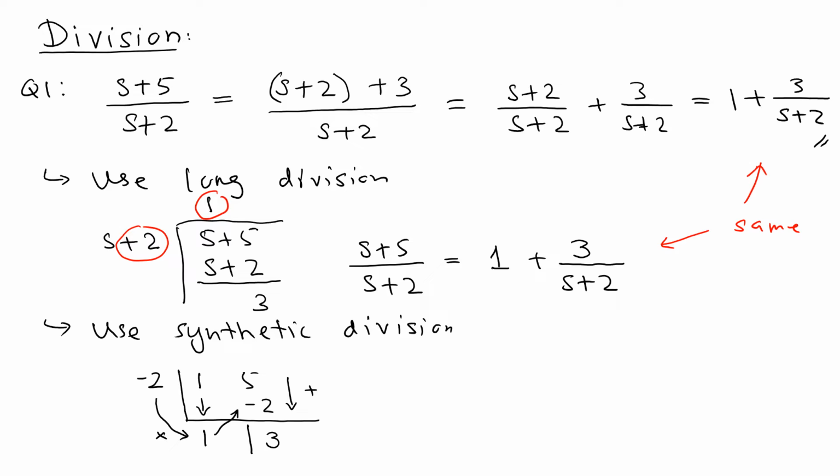So this is actually going to give you all the coefficients. What this means is when you divide s plus 5 by s plus 2, because you put the 0 there, you get 1 as the quotient, same thing, and then this is the remainder, so it's 3, so it's 3 over s plus 2. So you get the same answer using all three methods. You can use any of those methods to get the answer when you have a division like that. So let's do another problem.